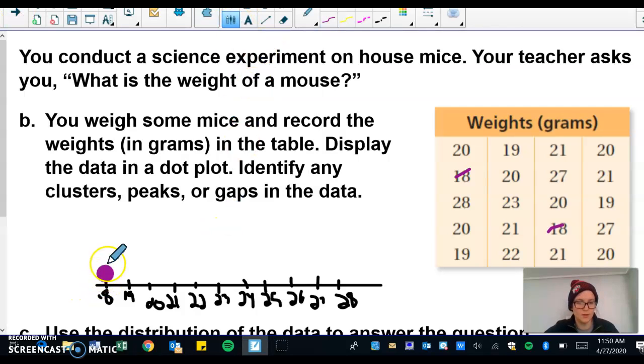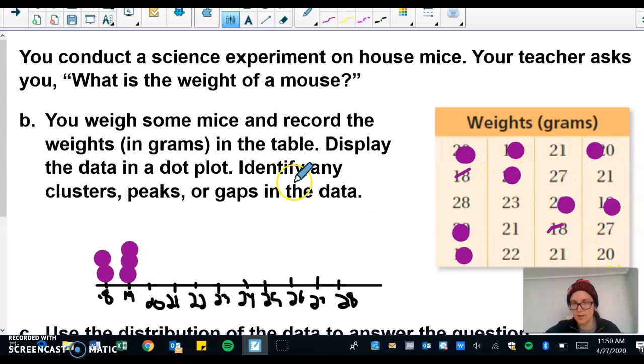Okay, so there's 2 18s. And then 19, there's 1, 2, 3 dots. 3 dots on 19. On 20, 1, 2, 3, 4, 5, 6 on 20. So 1, 2, 3, 4, 5, 6 on 21.